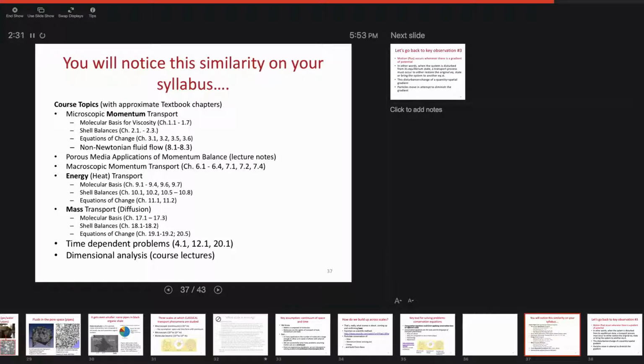There will be two different ways to solve. Shell balances is used typically for steady state solutions, and we're going to use it as a tool for solving steady state problems. But a similar balance can be done in time as well, and that results in more general equations of change.